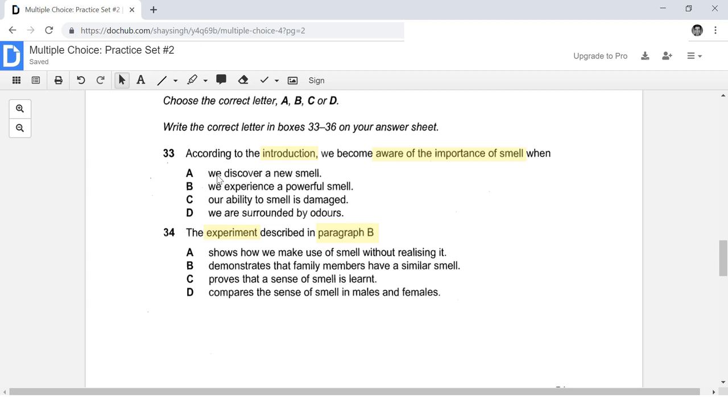So option A says that we become aware of the importance of smell when we discover a new smell. No, it doesn't say anything about that. We experience a powerful smell. Doesn't say anything about that either. C says our ability to smell is damaged. All right, I do see something about that. The ability to smell is damaged. Okay, the ability is damaged.